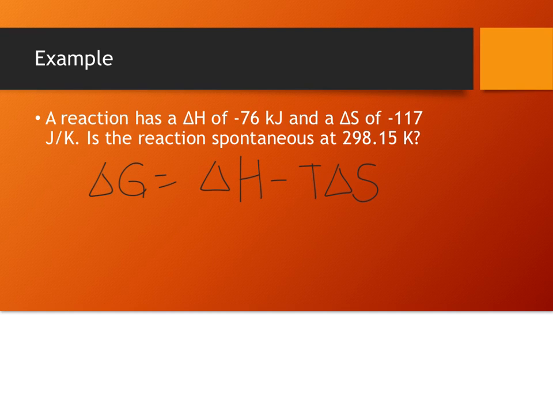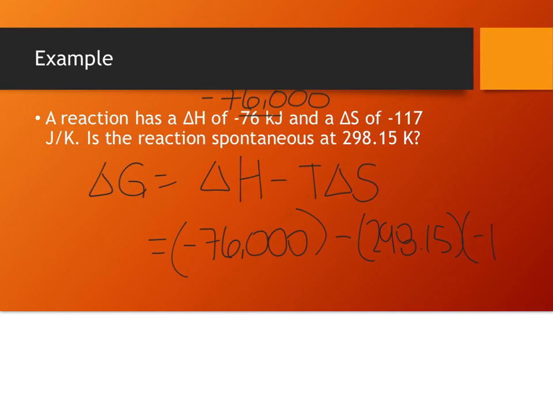So first off, do notice that is negative 76 kilojoules, which means that is negative 76,000 joules. So we have negative 76,000 joules. I kept them in joules because my entropy was in joules, which kind of makes my life easier. But minus 298.15 times negative 117. Multiply that together, and you get negative 41,100 joules. Now, this is in sig figs.